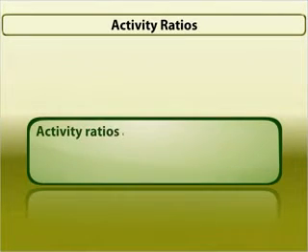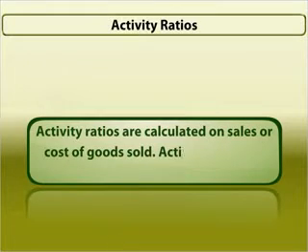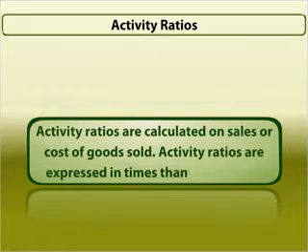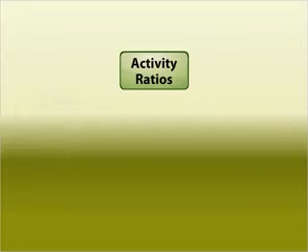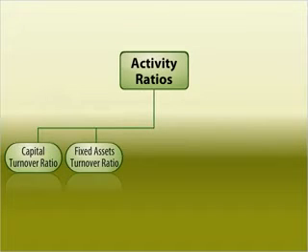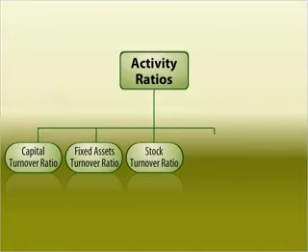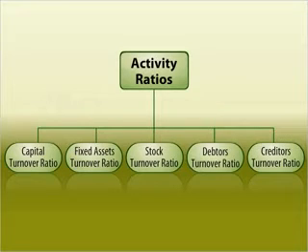Activity ratios are calculated on sales or cost of goods sold. Activity ratios are expressed in times rather than percentage. The most common activity ratios include capital turnover ratio, fixed assets turnover ratio, stock turnover ratio, debtors turnover ratio, creditor turnover ratio. Let's look at each separately.